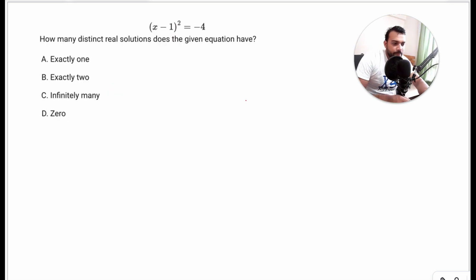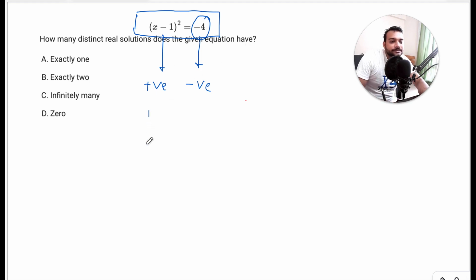Okay. Next question. (x minus 1) squared is equal to negative 4. How many distinct real solutions does the given equation have? Okay. Now here I'm going to show you another method. This is a pretty obvious question. (x minus 1) squared, anything squared would be either positive or 0. Those are the only two choices. Negative 4 here is a negative number. These two can never be equal.